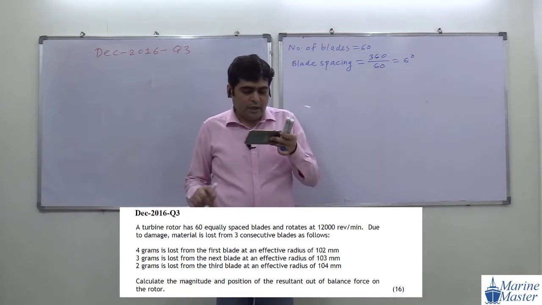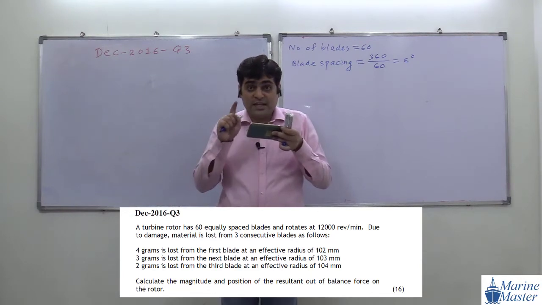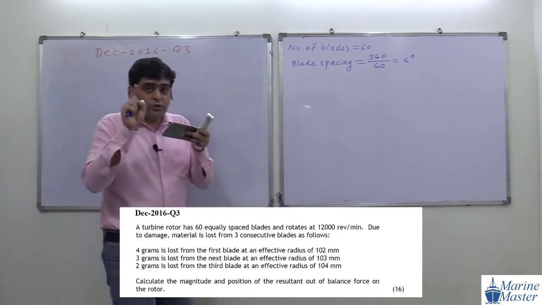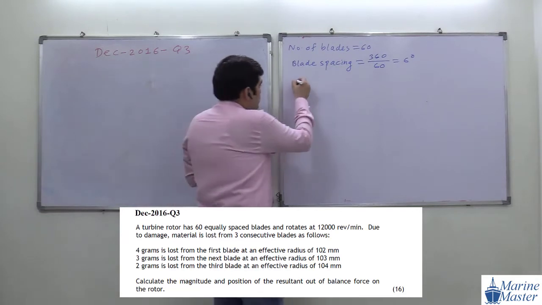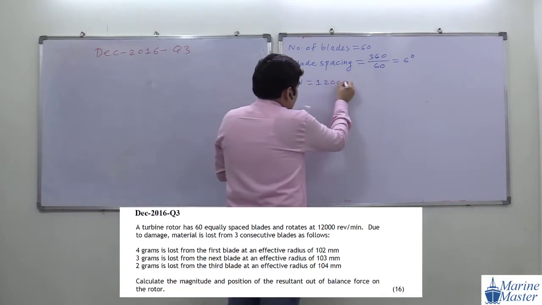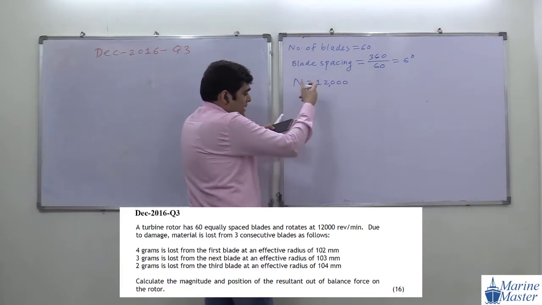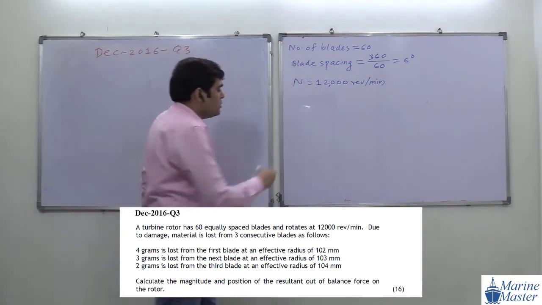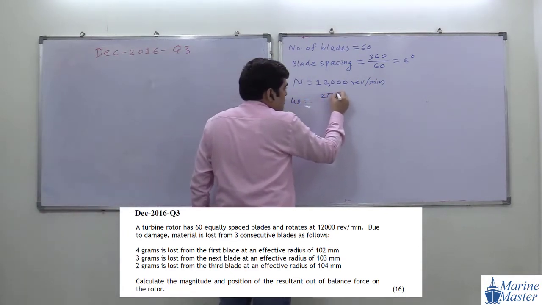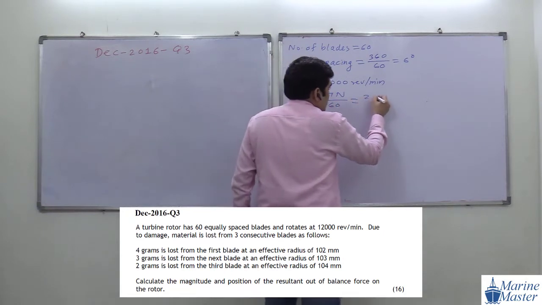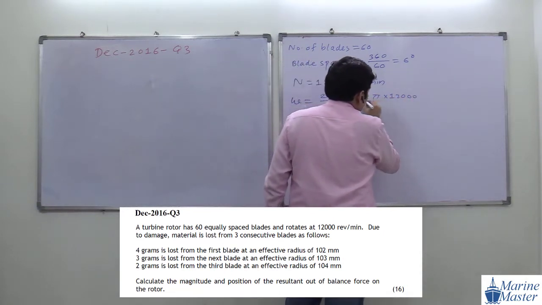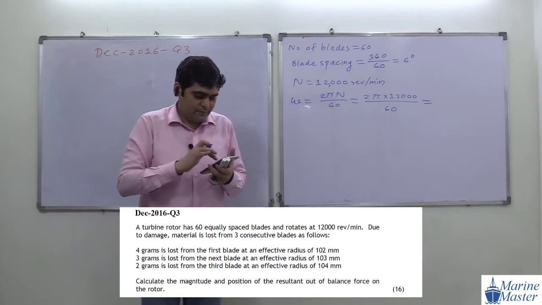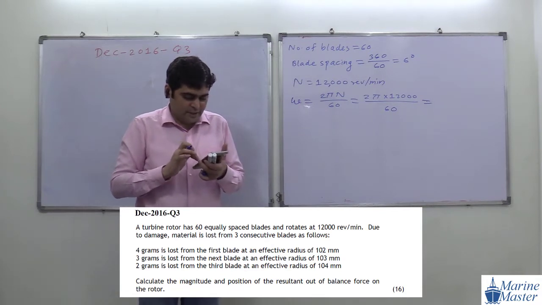Now, the rotor rotates at 12,000. See this speed, sometimes we may miss a zero. Here they have given us 12,000 revolutions per minute, so N is 12,000. To not miss any zero, I am adding a comma. Whenever we have N, we need to find omega. Omega is equal to 2 pi N by 60, so 2 pi into 12,000 divided by 60. Please do the calculation and tell me the value of omega.